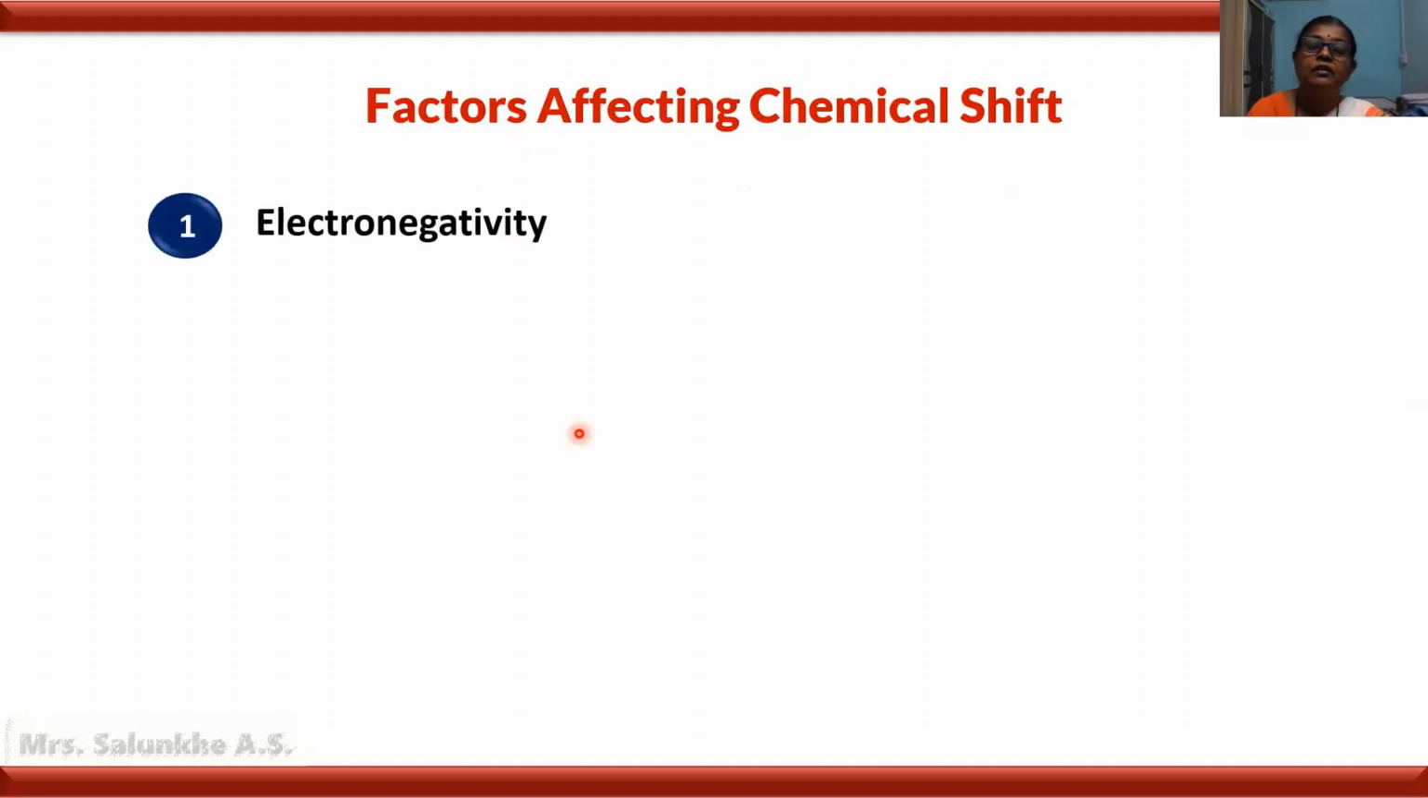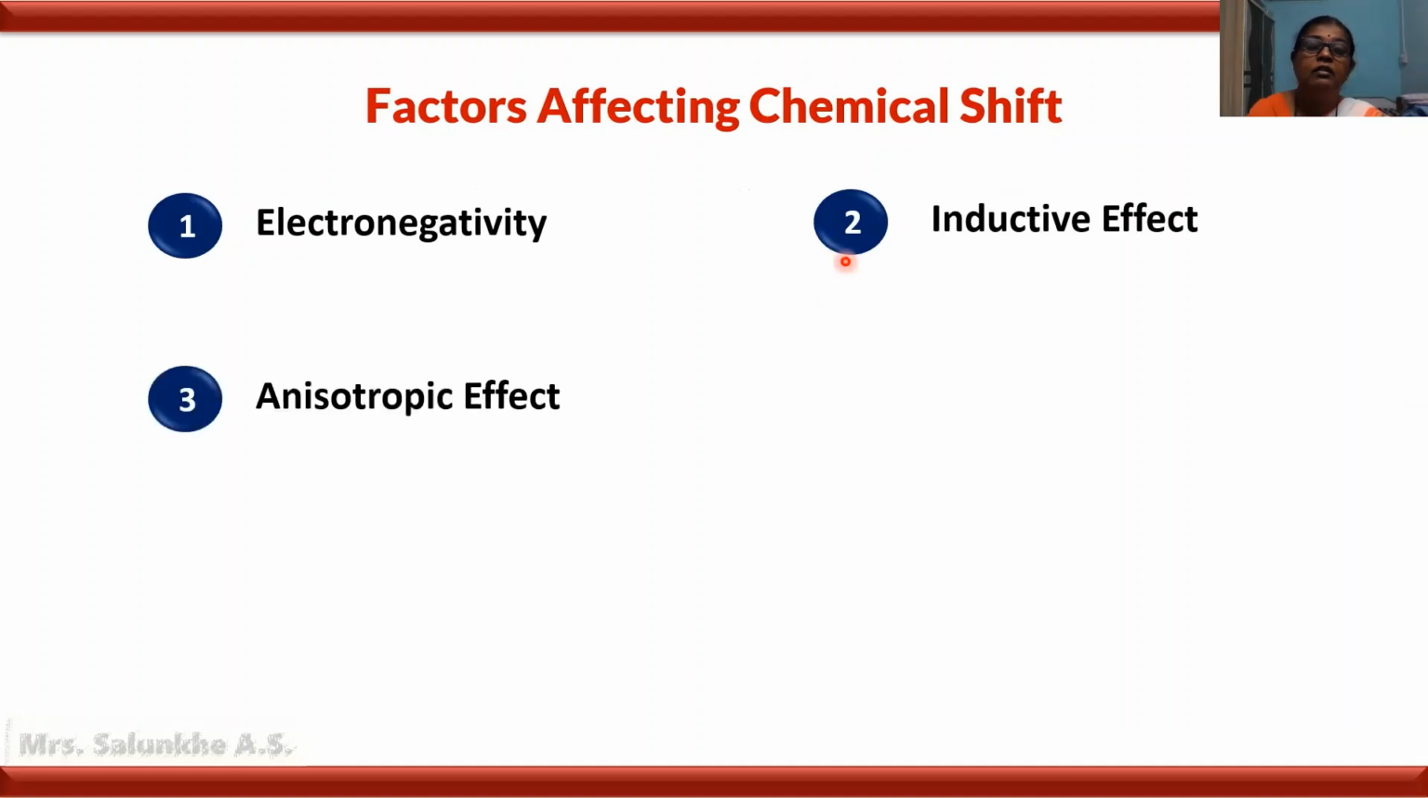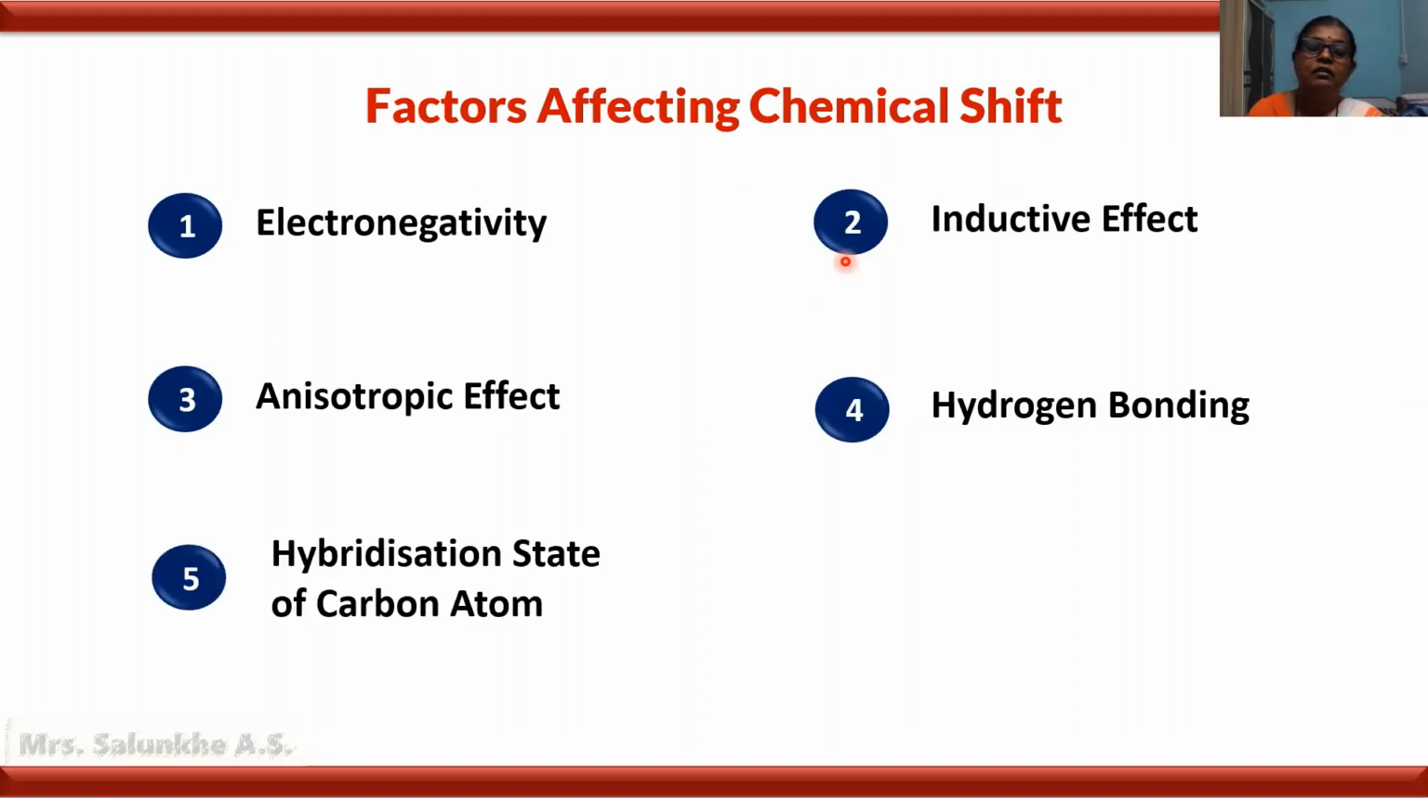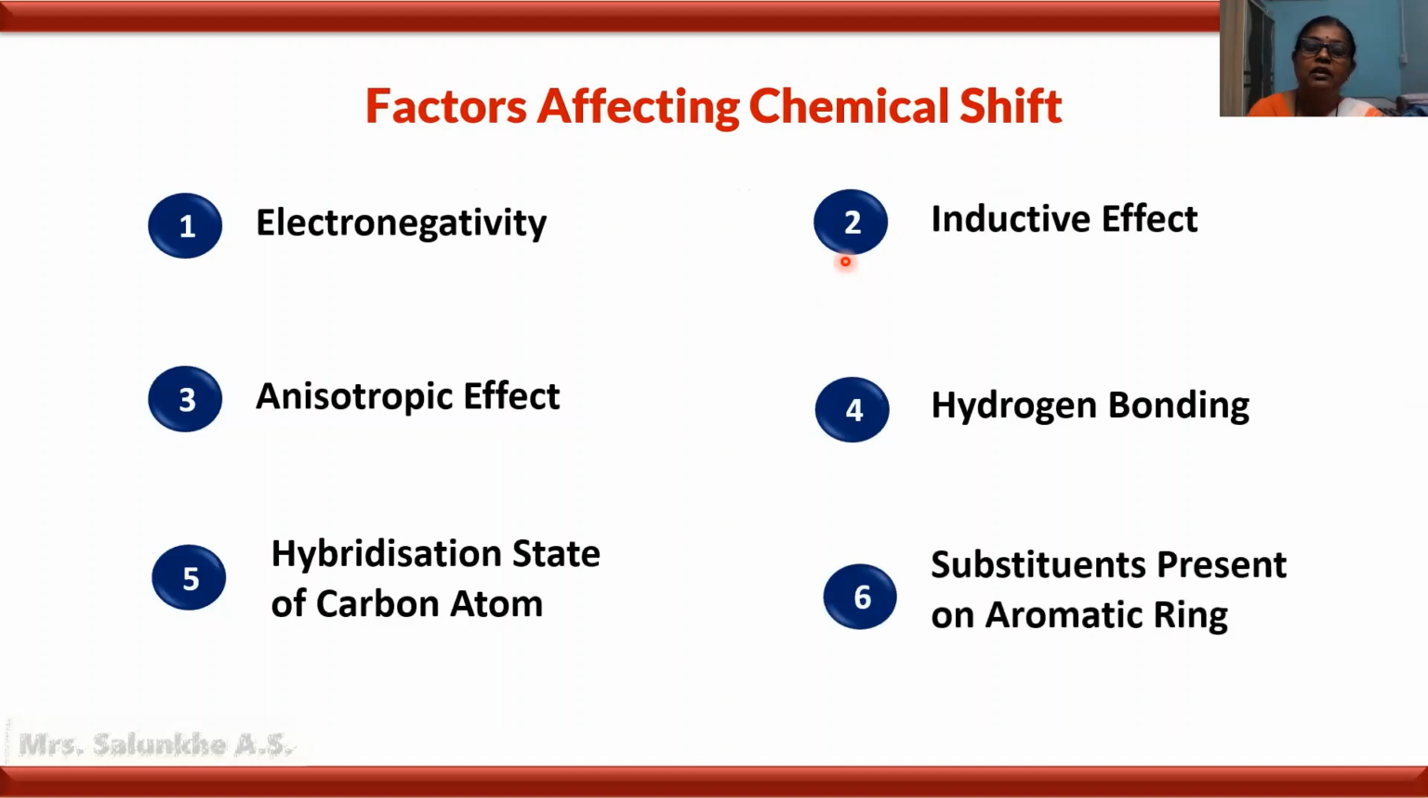There are a number of factors which affect chemical shift. The first is electronegativity. The second is inductive effect. The third one is anisotropic effect. Fourth is hydrogen bonding. Then fifth is hybridization state of carbon and substituents present on the aromatic ring. These are the major factors which affect the value of chemical shift.